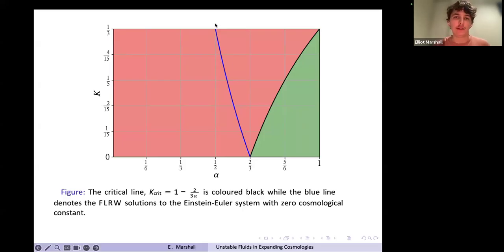Okay, and I've added an extra line in this diagram in blue, and this blue line is exactly the FLRW solutions to the Einstein-Euler system with 0 cosmological constant. So it's looking at the decelerated FLRW solutions. So what we see is that from this, if we generalize this heuristic picture of a fluid on a fixed background, we would probably expect that the FLRW solution is going to be unstable because it lies totally within this unstable regime, except at the dust case. So at dust, the FLRW solution is in this stable regime predicted by Feynman and collaborators. So that's the natural question to ask.